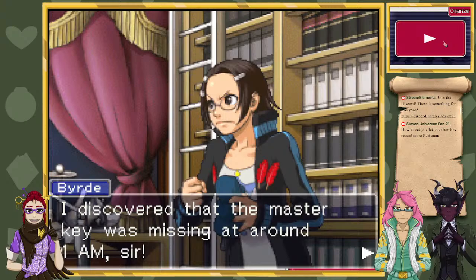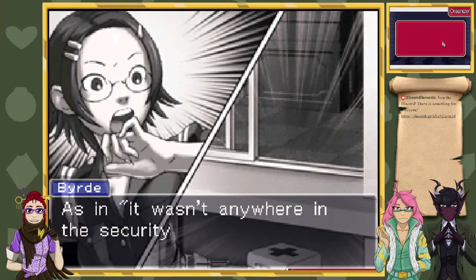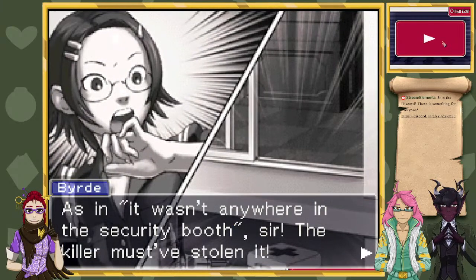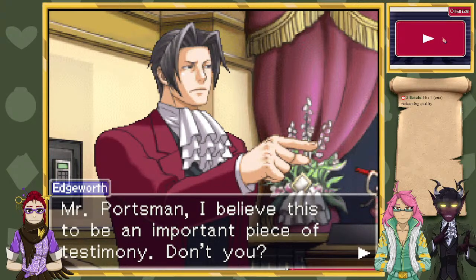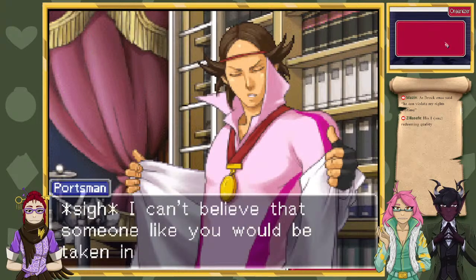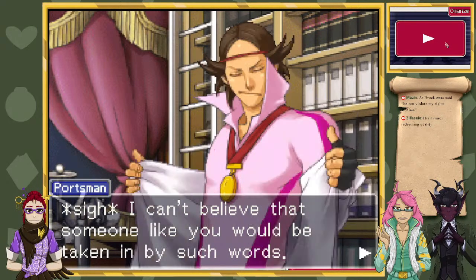I discovered that the master key was missing at around 1 a.m., sir! What do you mean by missing? It wasn't there. As in, it wasn't anywhere in the security booth, sir! The killer must have stolen it! Mr. Portsman, I believe this to be an important piece of testimony, despite not being in court. Don't you? I can't believe that someone like you would be taken in by such words, bro.